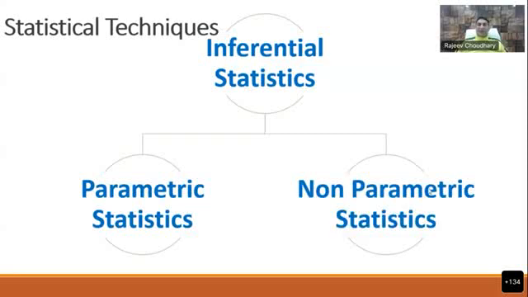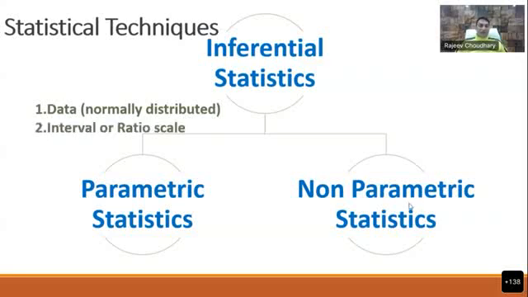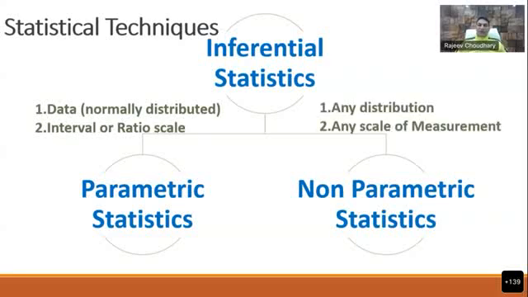There are some assumptions, and these assumptions should be fulfilled to apply parametric statistics. One main assumption is that the data should be normally distributed. If the data is normally distributed, in that case we can apply parametric techniques. Otherwise we have to apply the parallel non-parametric technique. The second is that at least an interval or ratio scale is required, and we discussed in the last session that there are 4 scales of measurement. But on the other hand, non-parametric statistics can be applied in any distribution, maybe normal, maybe non-normal, and in any scale of measurement.